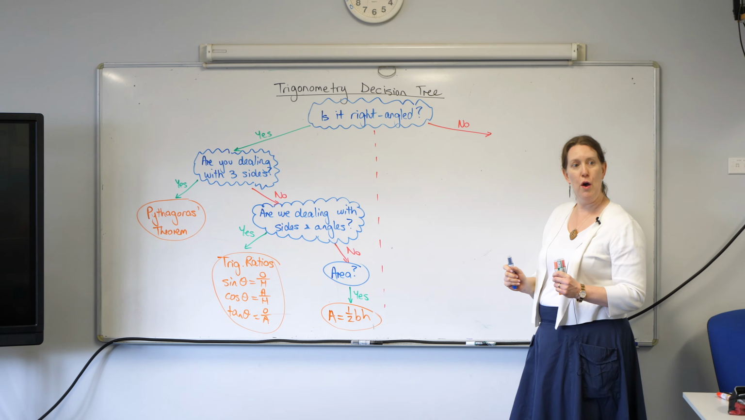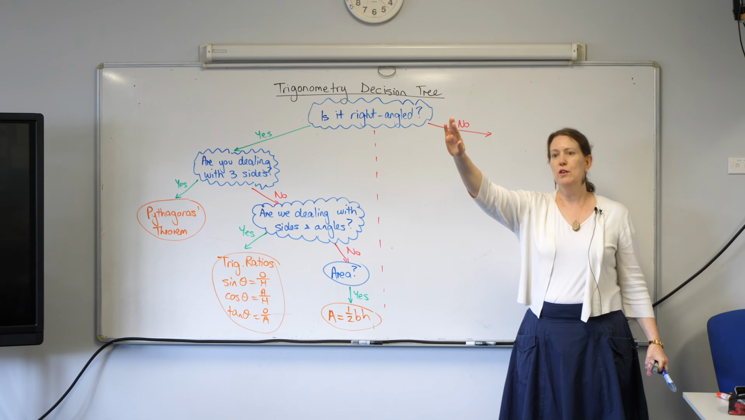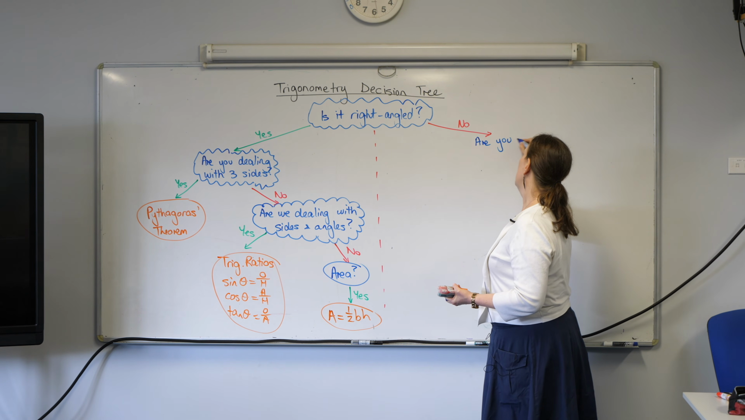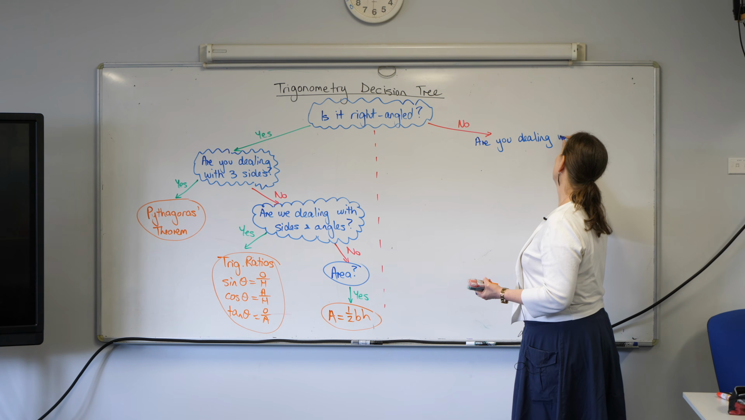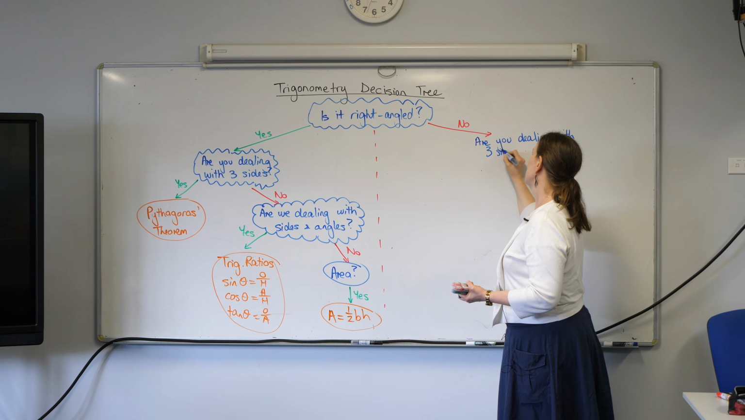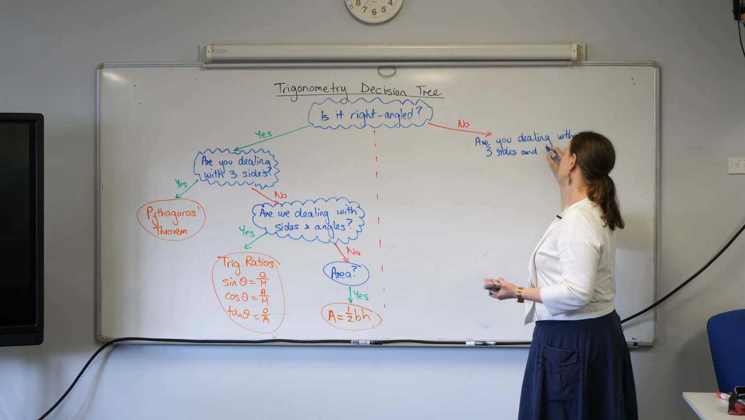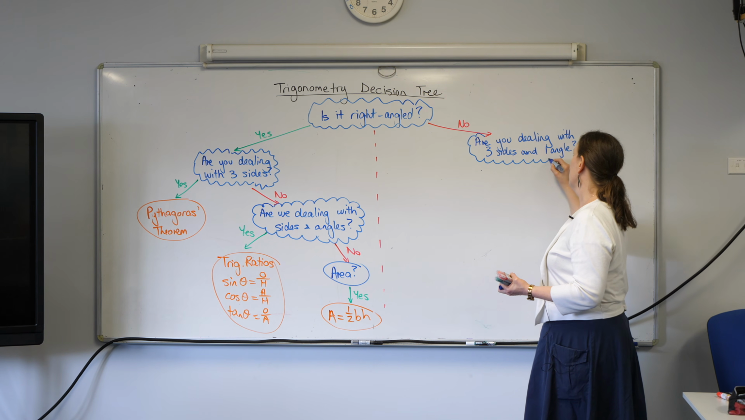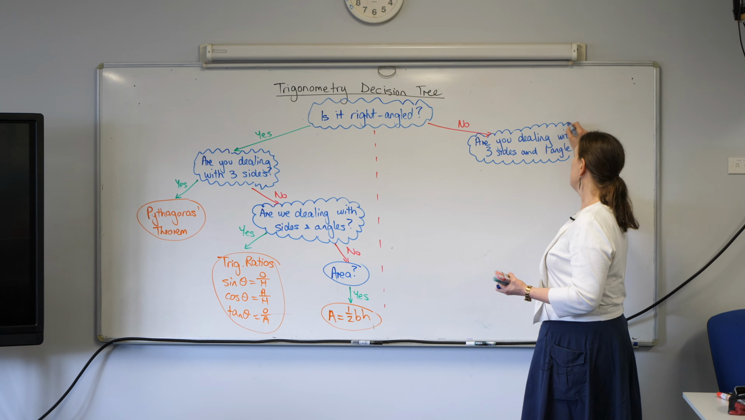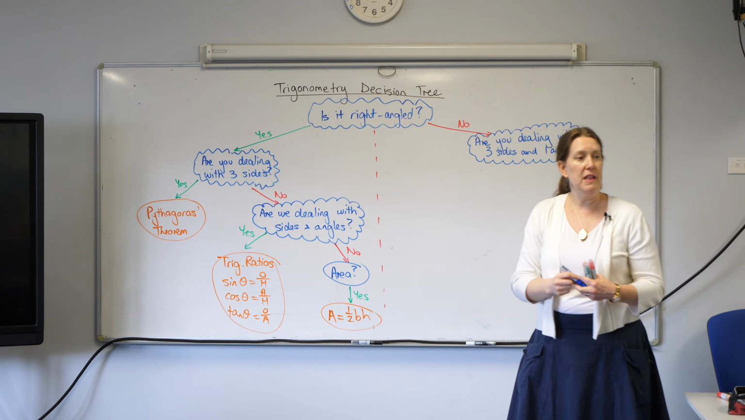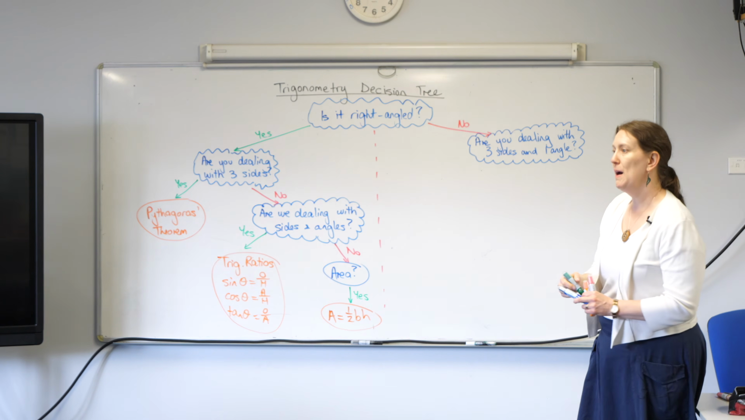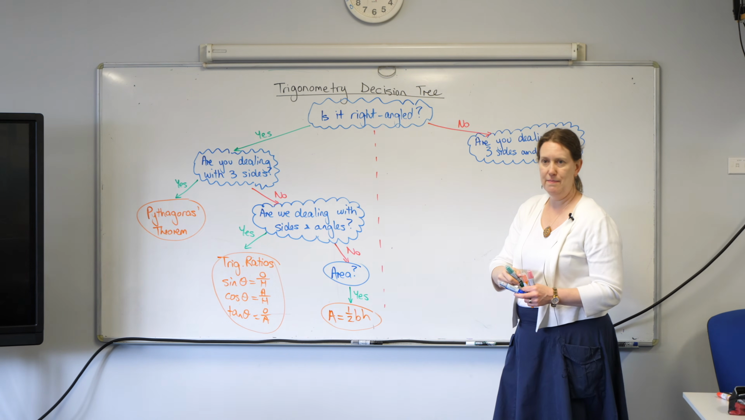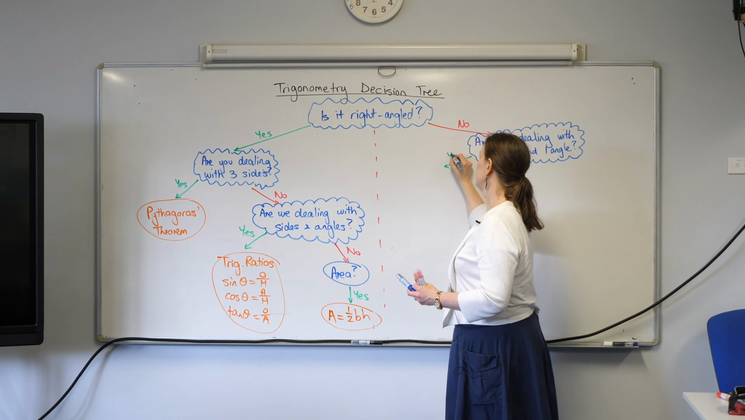Are we ready for the no branch? Is it a right angle triangle? No. The first thing I'm going to ask is, are you dealing with 3 sides and 1 angle? Now when I say dealing with, remember that just means one of those is the unknown. It might be that the angle's unknown. It might be that one of my sides is unknown. But I look and I say, oh yeah, I've got 3 sides on that. Notice it reflects, am I dealing with 3 sides? Here I need to include that angle.